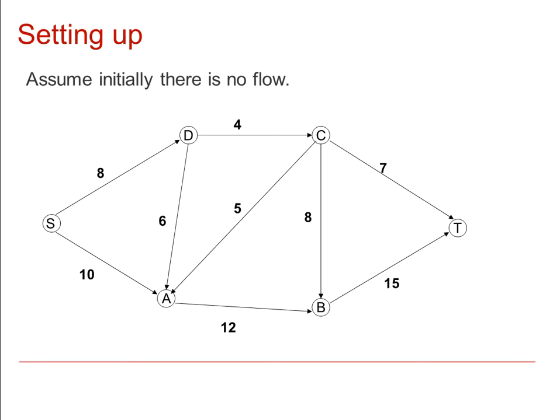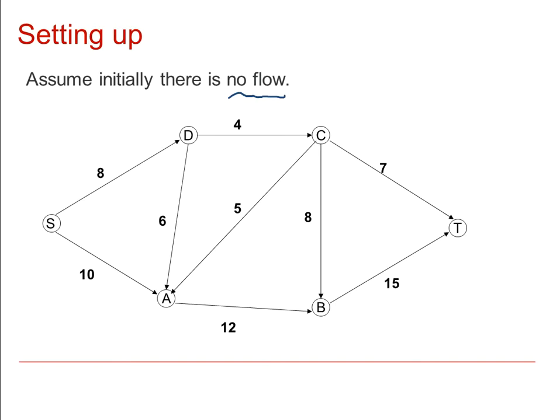And the way we do this is, for example, if we say there's no flow initially, we then look at every single arc and decide, well, how could we possibly improve that particular arc? What changes could we make to the current flow?